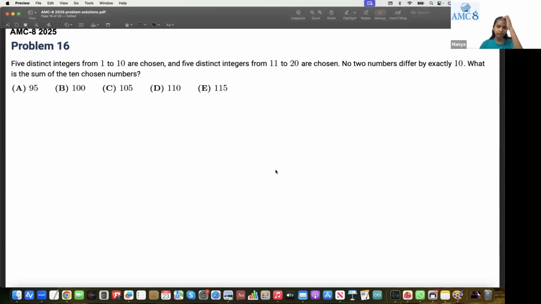5 distinct integers from 1 to 10 are chosen, and 5 distinct integers from 11 to 20 are chosen. No two numbers differ by exactly 10. What is the sum of the 10 chosen numbers?